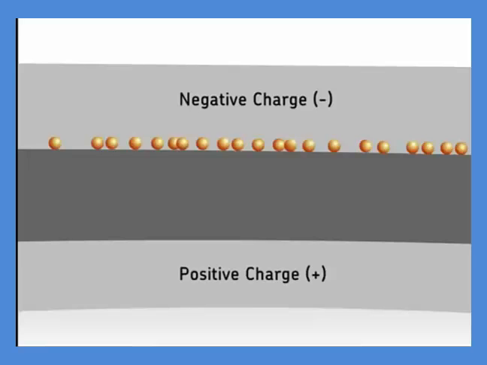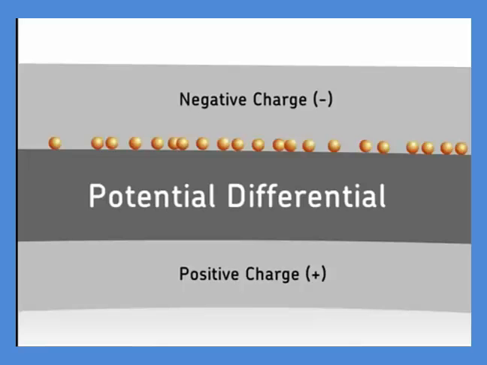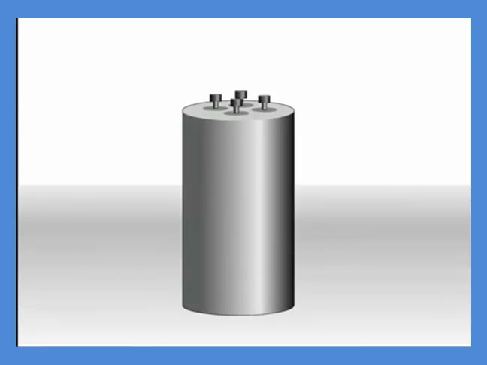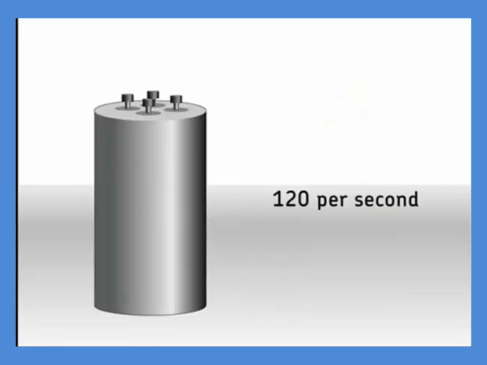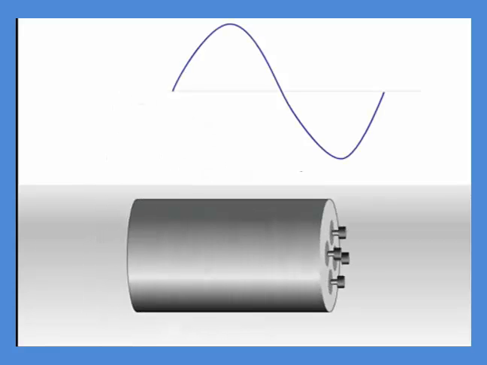Because the 2 strips, or plates, of metal foil are insulated by the dielectric, an excess of electrons, a negative charge, continues building on one plate and a lack of electrons, a positive charge, on the other. The difference in electrons between the plates is referred to as the potential differential. The capacitor not only stores energy, but releases it as well, 120 times per second in a 60 Hz AC circuit. This release of stored potential energy causes a delay in the normal current flow.